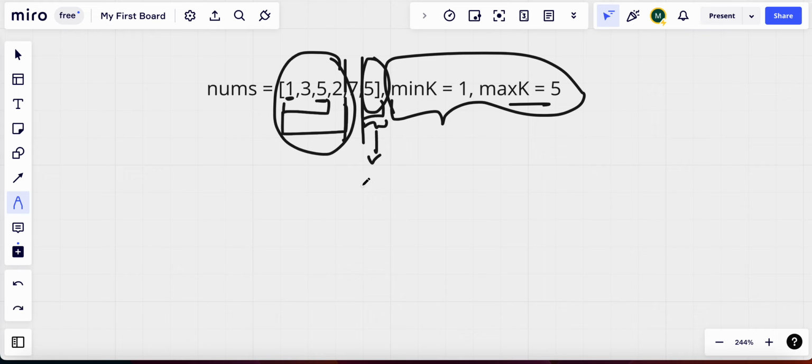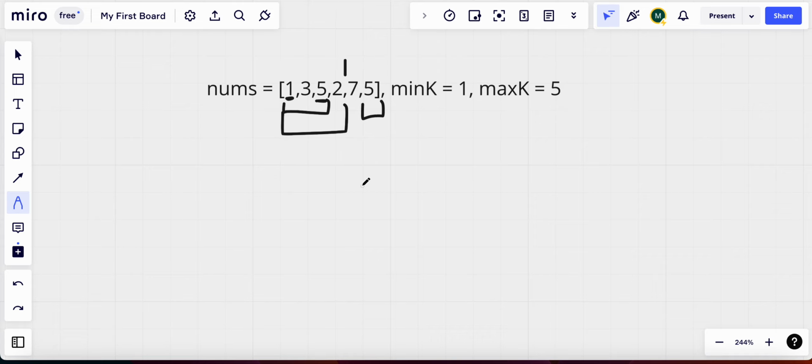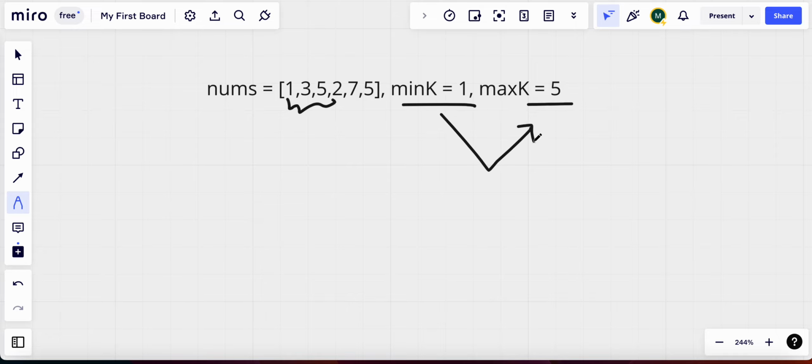So one thing to keep in mind is that our subarray must have the minimum and the maximum value which satisfy these two values, and if there is a value that doesn't fall within the bound, then our subarray ends there and a new subarray starts from where the values satisfy the minimum and max bound.